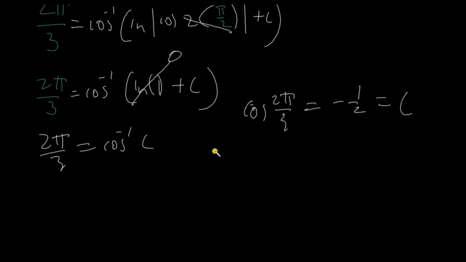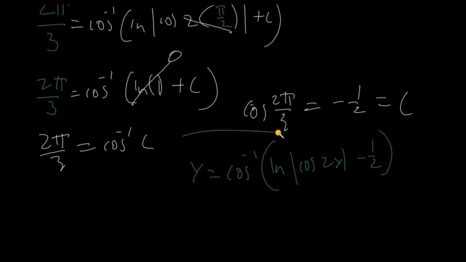And then plugging that back into our original equation, we'll get y equals the inverse cosine of the natural log of cosine of 2x minus 1/2. And with that, we are done with that. Now let's move on to part C real quick. Okay, finally, we have dy dx. Let's write it. I'm still in that color.